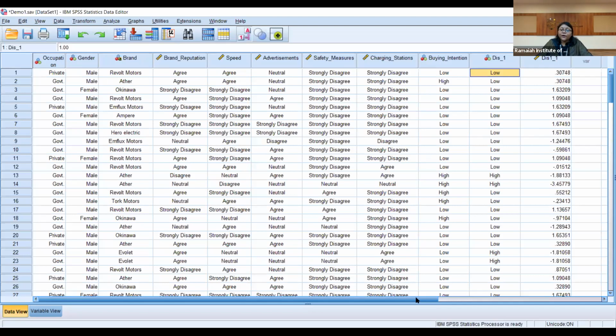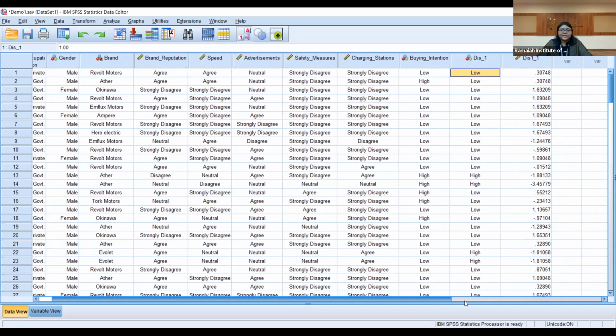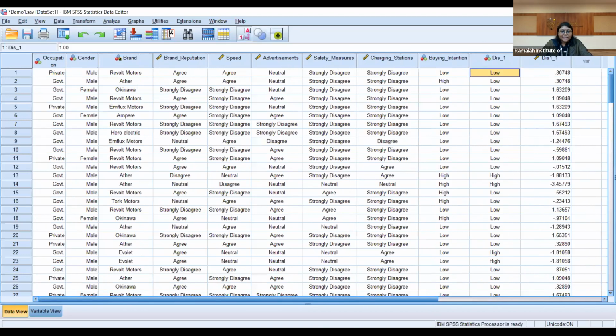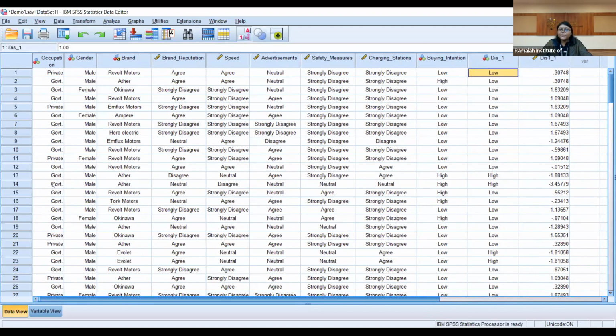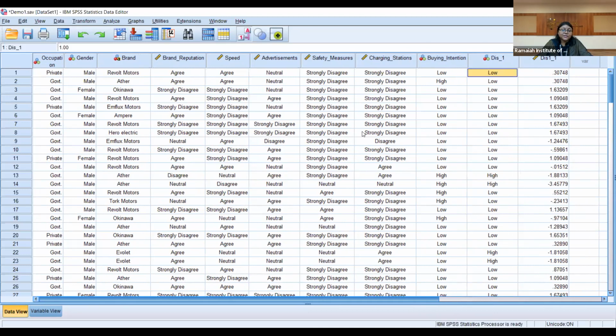Okay, fine. So we hope you remember that we have given an option that we want to see the discriminant functions. That means out of these 160 data, which are the ones in low buying intention and in the high buying intention. Till this, you would have seen from occupation till the buying intention. Now after this, you find two more columns because we have chosen two things.